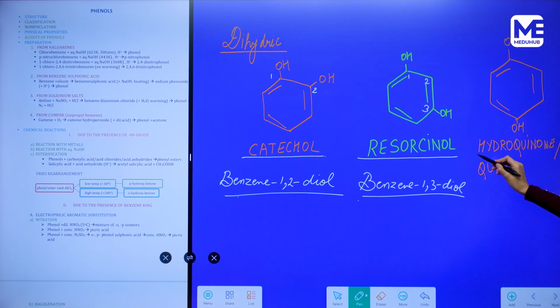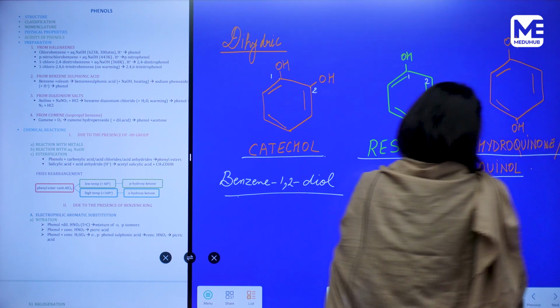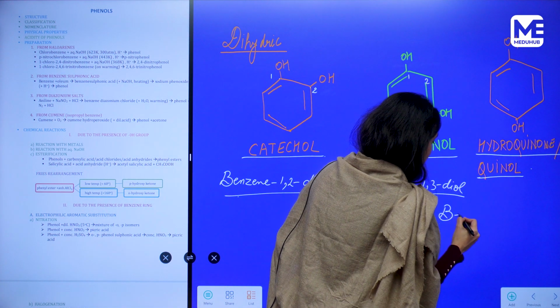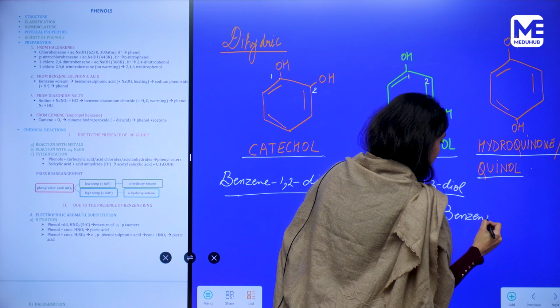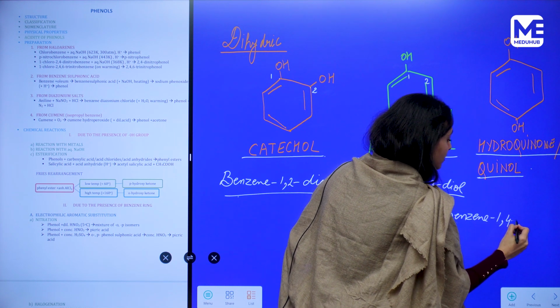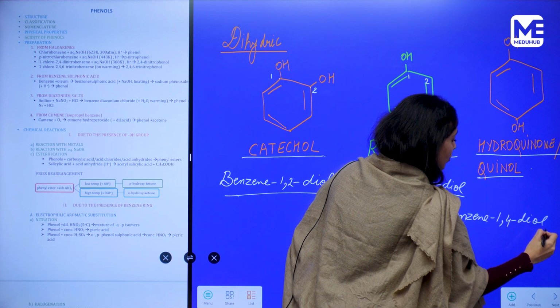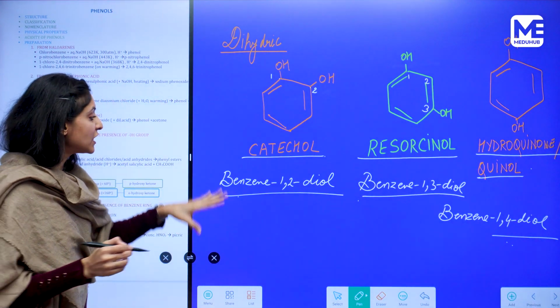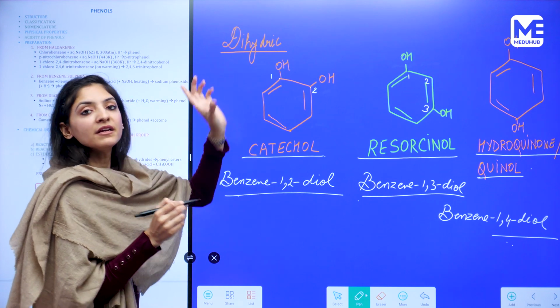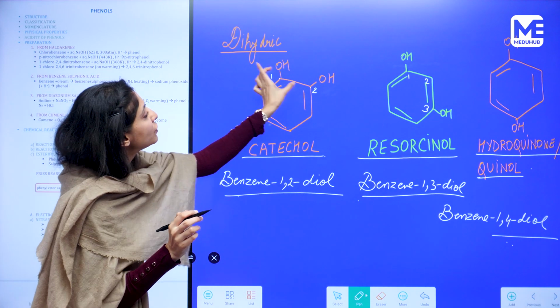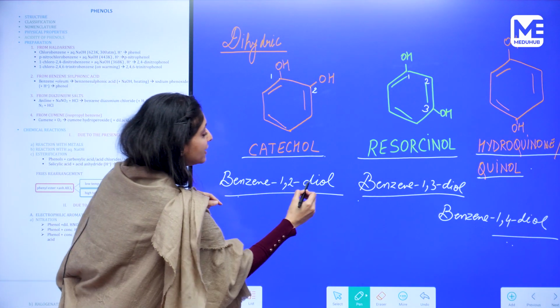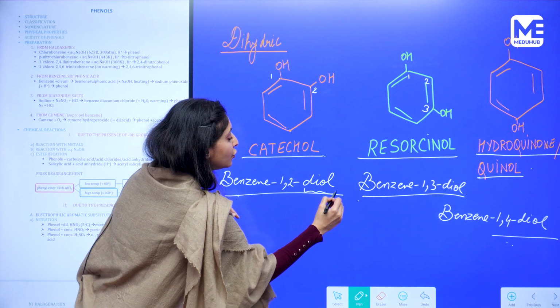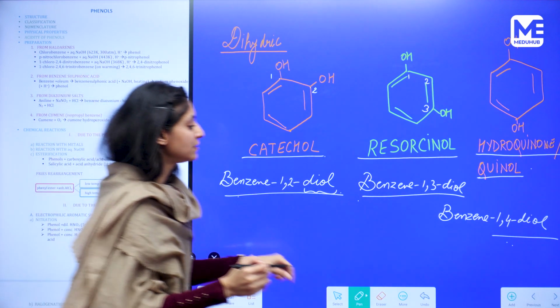Alright. In the third example, the OH groups are at para positions, carbon 1 and carbon 4. The common name is hydroquinone or quinol. The IUPAC name would be benzene 1,4-diol. So this is how you name dihydric phenols. You start with benzene and then tell the exact positions of the two OH groups, and you have a diol here because there are two alcohol groups present.